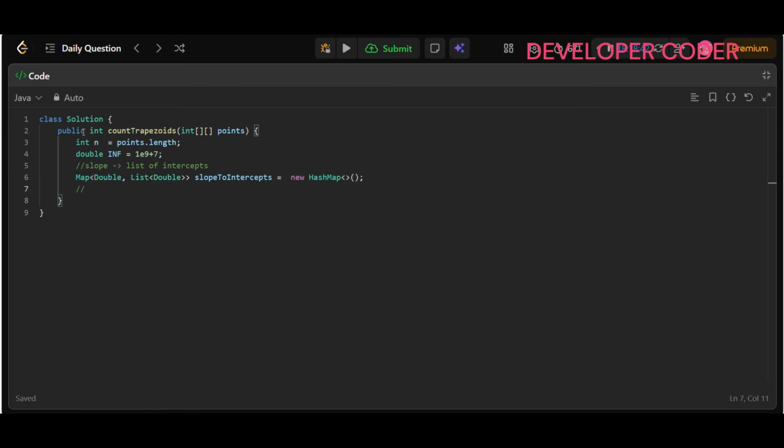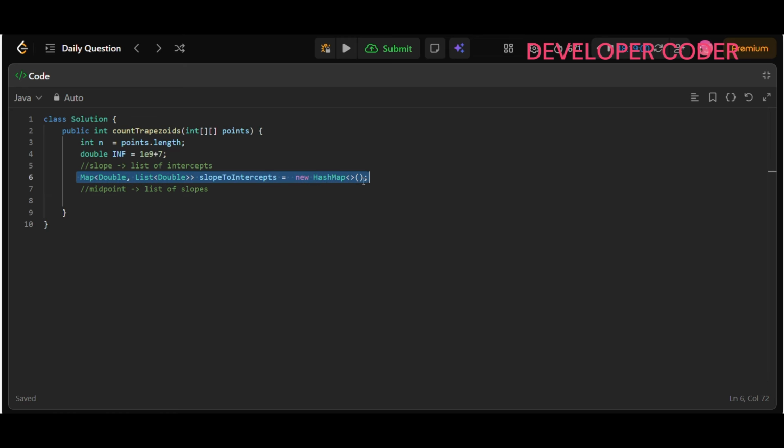Now after that I'm going to create one more map, midpoint. I've explained this, right? Midpoint is going to consist of a list of slopes. So many things will get cleared when I write the code. Code is simple only, nothing complex, right? Same thing I'm doing here, but let's name it midpointToSlope. Okay, done. Now create one variable int answer and set it to 0.